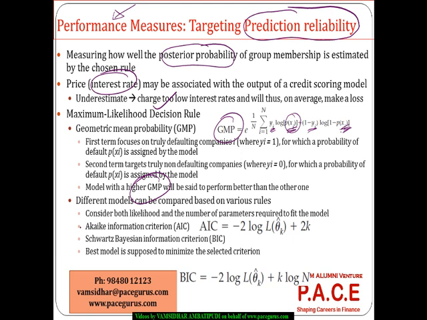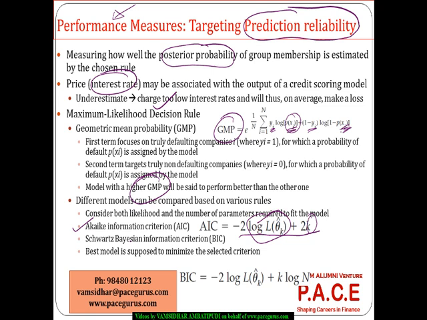We can consider even the Akaike information criterion, where we do the computation with -2 log likelihood, which comes from the maximum likelihood function. Maximum log likelihood is what I am taking, plus 2k. K is the number of parameters that I am taking in the model.